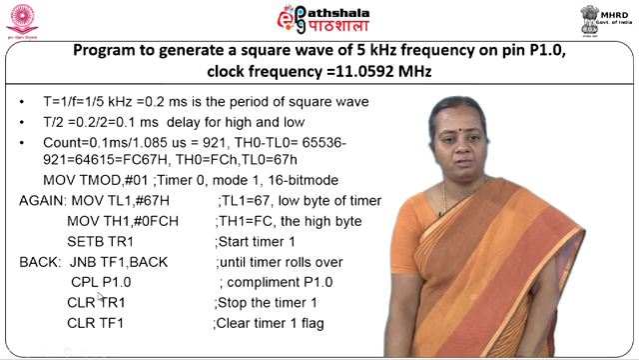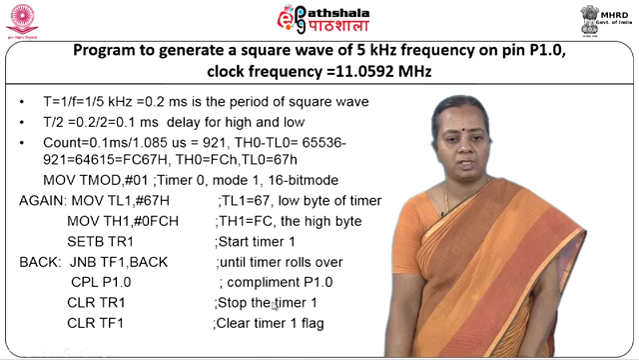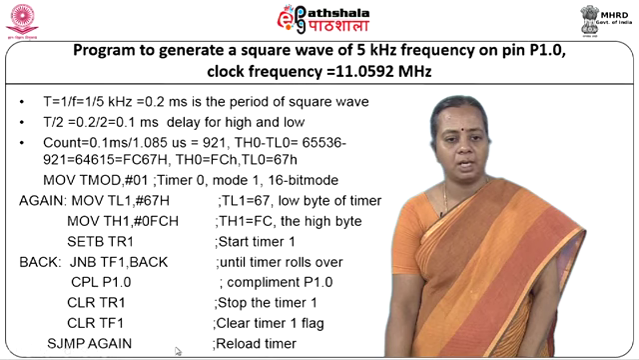First I will toggle: if it is 0 then it goes to 1, if it is 1 it goes to 0. So CPL P1.0 occurs first, then I am clearing these two bits. TR1 is getting cleared, TF1 is getting cleared, and then SJMP again. Now I am again reloading these values, I start the timer, and I will wait until I get a TF1.